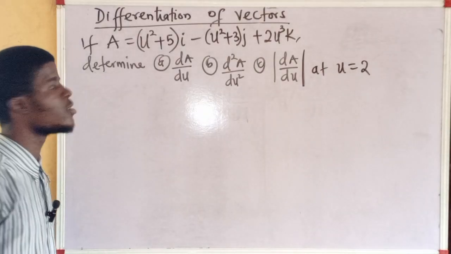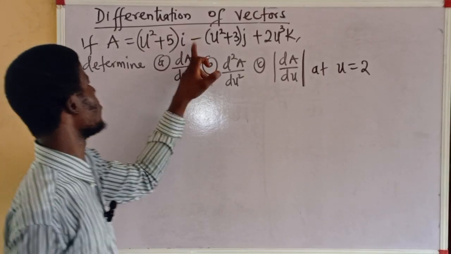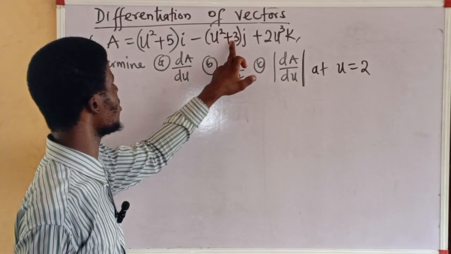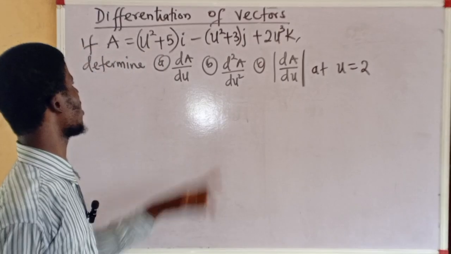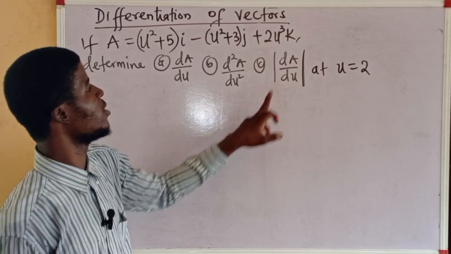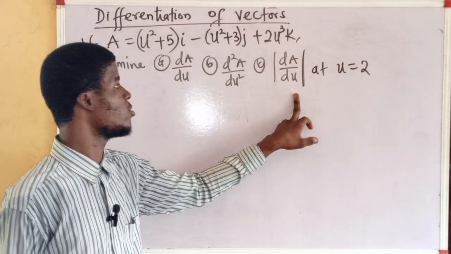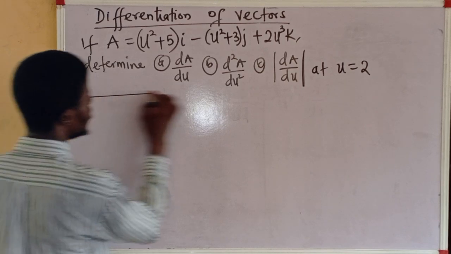The question says that if A equals i times (u squared plus 5) minus j times (u squared plus 3) plus 2u cubed times k, we are to determine dA/du, d squared A/du squared, and the modulus of dA/du, all at u equal to 2. All right, let's proceed.